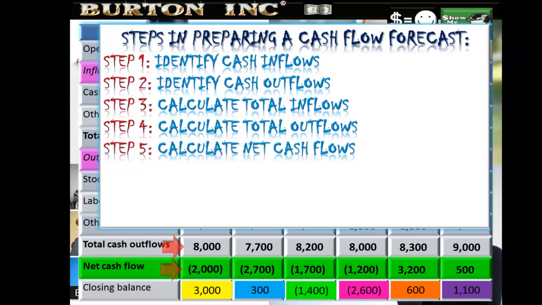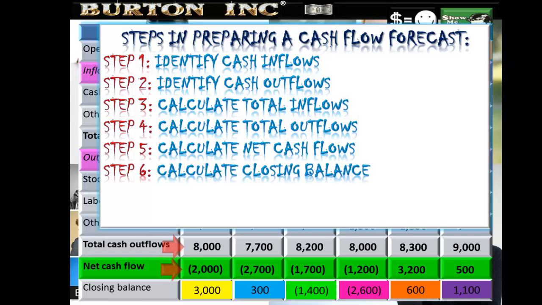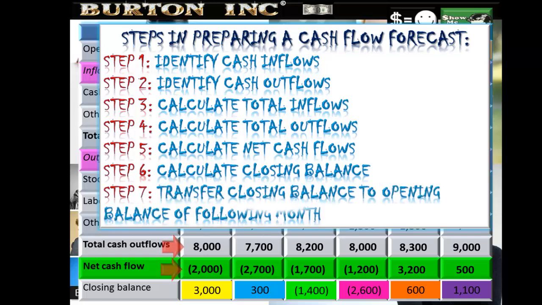Remember, that's total cash inflows minus total cash outflows per month. So calculate a net cash flow for each month. Once we've done that, we can subtract that or add that to our opening balance and transfer the closing balance to the opening balance of the following month. Easy. I'm surprised students get it wrong all the time.